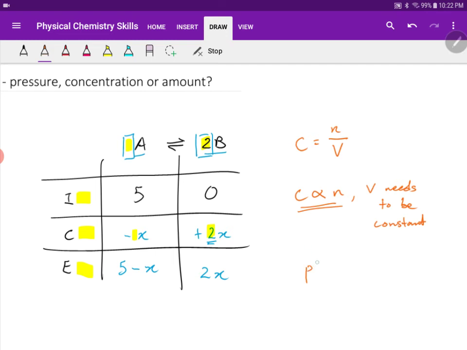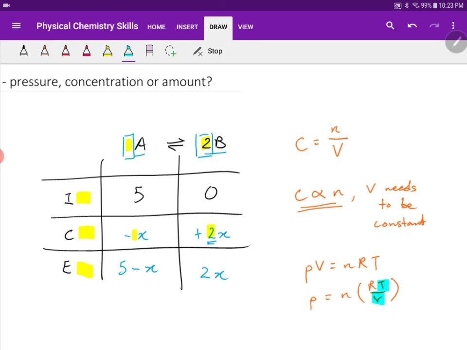For the second part, let's talk about pressure. We use our PV = nRT. You'll get P = n times RT over V. So what this means is that for P to be proportional to n, T and V have to be constants.